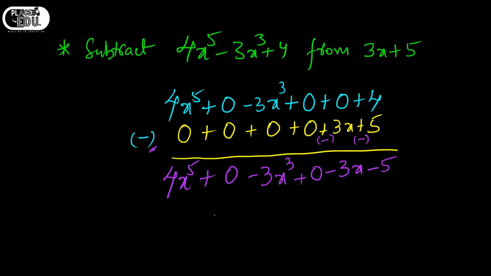Therefore we got the answer as 4x power 5 minus 3x cube minus 3x minus 5. This is our answer. That means this is how the subtraction is done. Understood? Like terms and unlike terms will be very helpful in subtraction and addition, but not in multiplication and division.